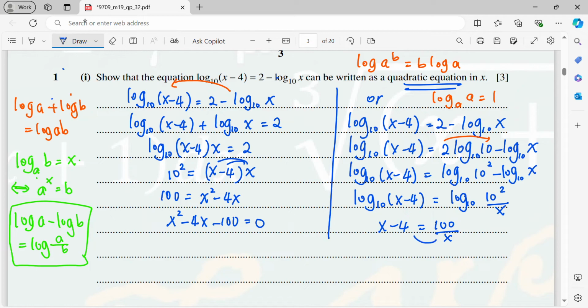So the x moves up to the other side. There will be x times (x minus 4) equals 100. That is the same step as this, right? So now just do expansion and move the 100 to the left side. I will be getting x squared minus 4x minus 100 equals 0. So we have two methods to show this quadratic equation.